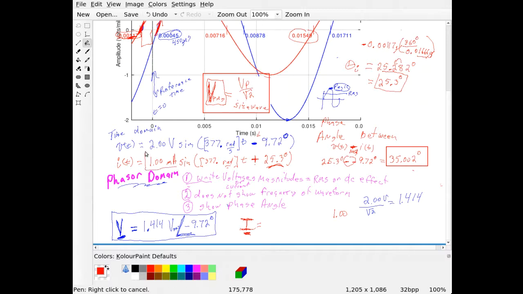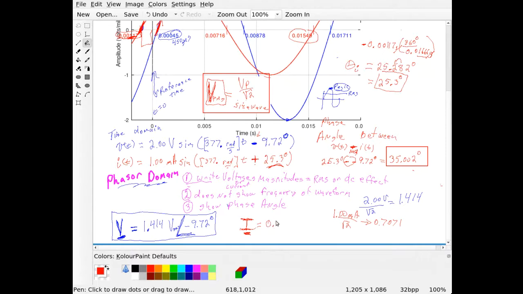Okay. This was a current here. So that should be milliamperes, not volts, because that was I. But anyhow, we're going to take 1 milliampere, divide that by the square root of 2, and what we're going to find is that gives us 0.707. 0.7071 if you take it out to 4 places.